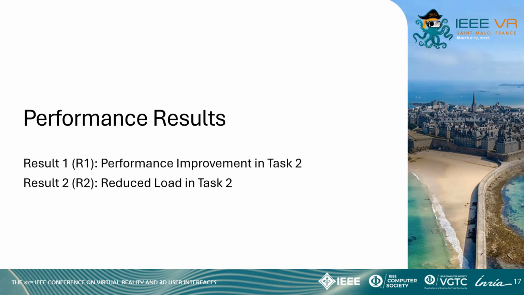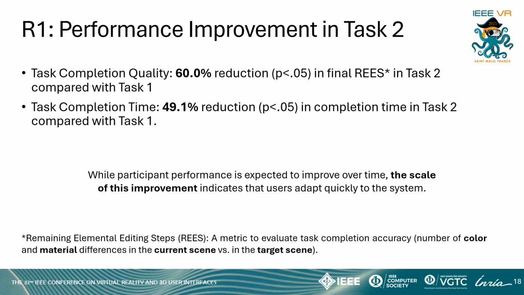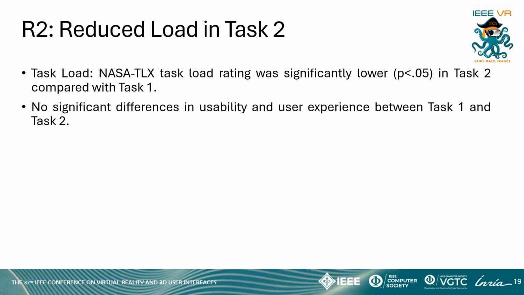In terms of performance results, the study revealed performance improvement and reduced load in Task 2. Performance improvement is reflected through the improvement of task completion quality by matching the target scene better and the reduction in task completion time. While participant performance is expected to improve over time, the scale of this improvement indicates that users adapt quickly to the system. Reduced load is reflected through a significant drop in NASA TLX task load rating in Task 2. However, no significant differences were found in usability and user experience between both tasks.